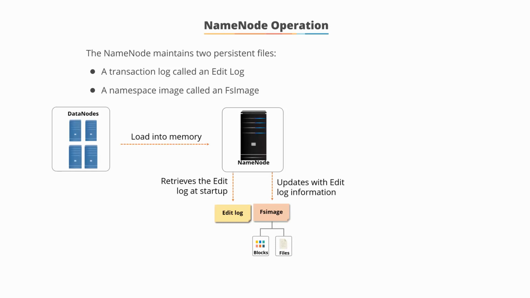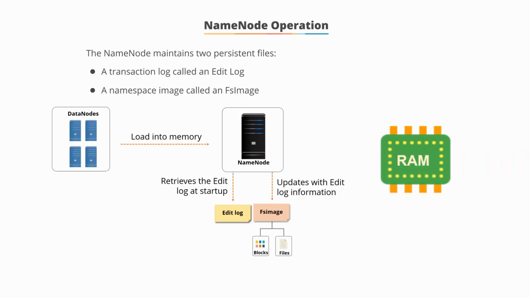When new data nodes join a cluster, metadata loads the blocks that reside on a specific data node into its memory at startup. Metadata then periodically loads the data at user-defined or default intervals. When the name node starts up, it retrieves the edit log and FS image from its local file system. It then updates the FS image with edit log information and stores a copy of the FS image on the file system as a checkpoint.